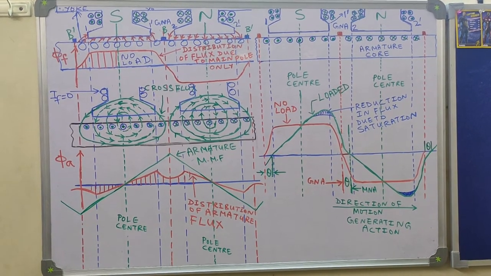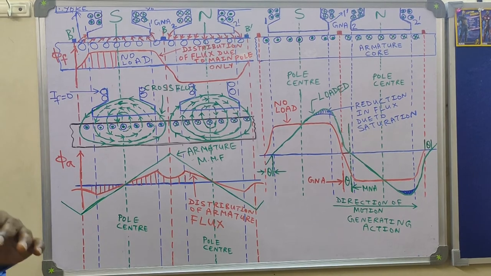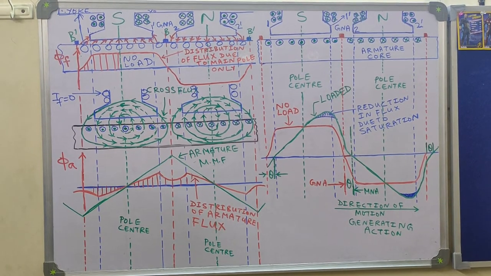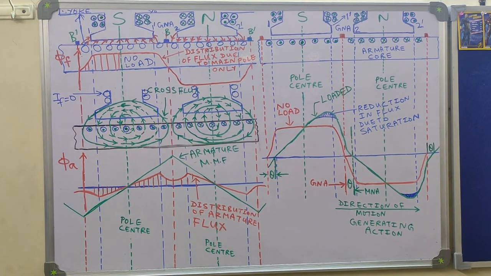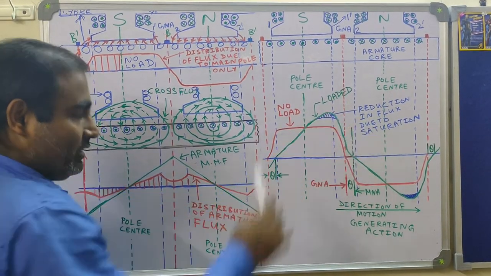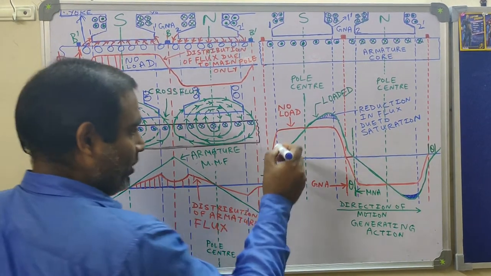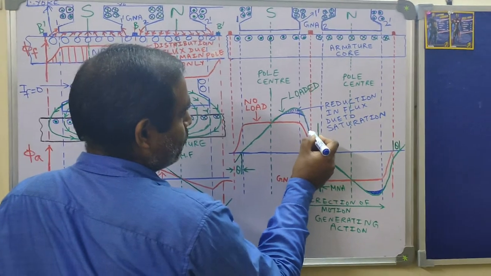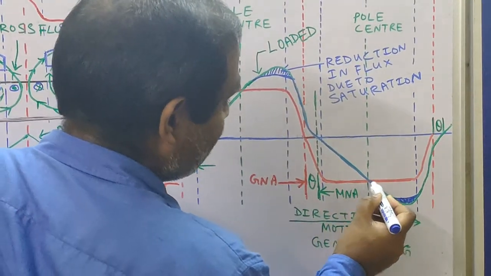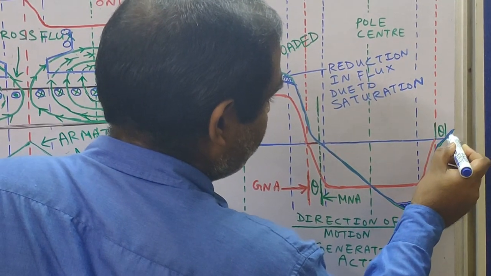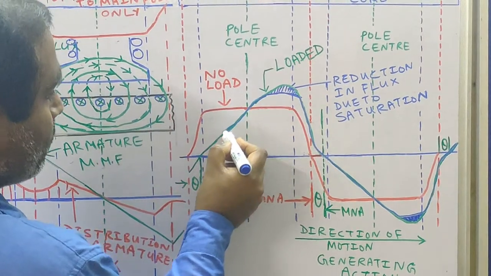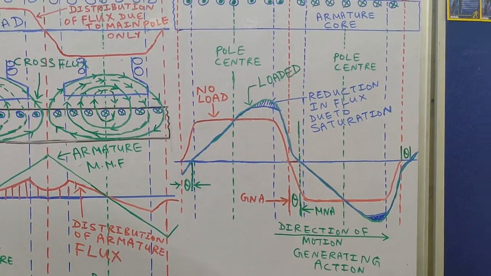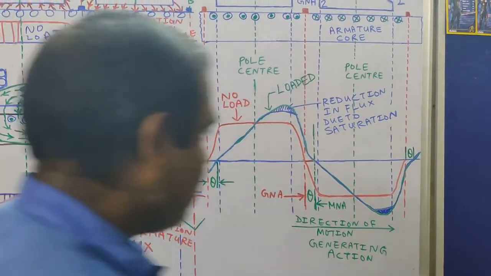But due to this magnetic saturation, the amount by which there is a reduction in the flux at the leading pole tip is higher compared to the amount by which there is an increase in flux at the trailing pole tip. So the net effect is that there is a reduction in flux due to magnetic saturation. In that case this waveform will be applicable, that means instead of going through this portion, you have to move through this blue line. This blue line will let you know the distribution of flux at loaded condition, assuming there is a magnetic saturation occurring in the circuit.